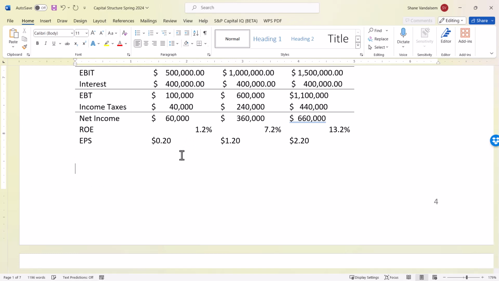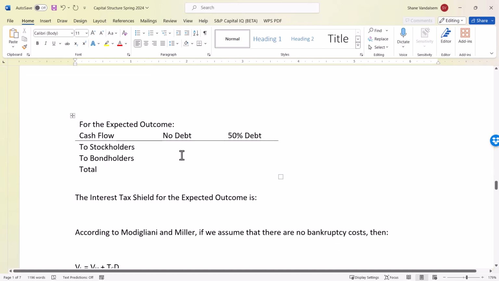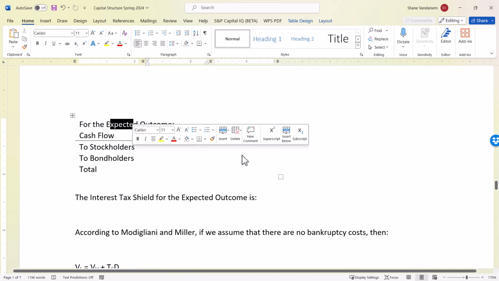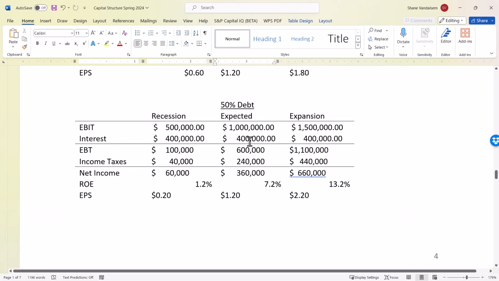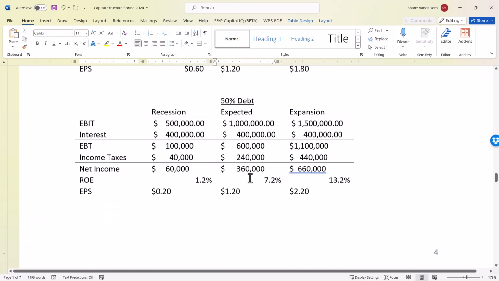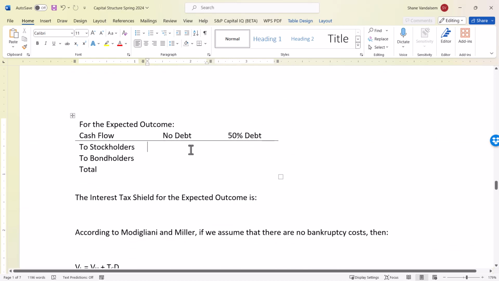Overall, the cash flow for the expected outcome looks like this. And so what I'm looking at here is the expected outcome. That's our middle column above. So we're assuming that all of the earnings, the net profit for the firm, are paid out to the investors. And so this is referred to as a no growth situation, where the firm pays out all of its earnings to its stockholders. And we actually see some examples of this out there.